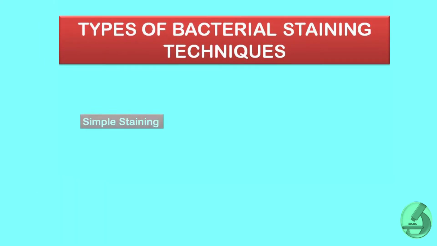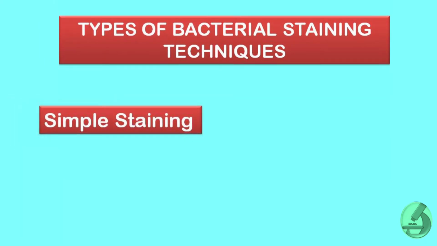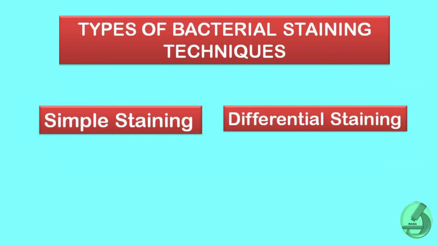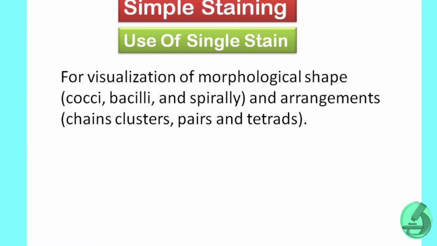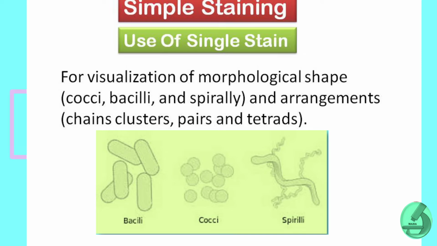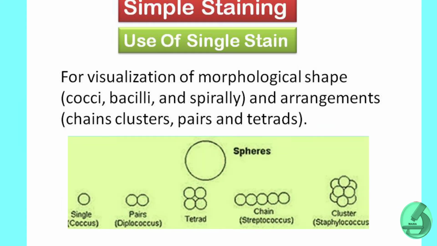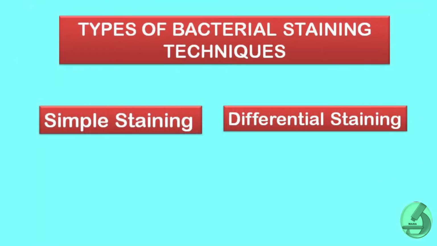Basically, there are two types of staining methods used in a microbiology lab. The first one is simple staining and the second one is differential staining. In simple staining, only a single stain is used for the visualization of morphological shapes such as cocci, bacilli, and spirilla, and arrangements such as chains, clusters, pairs, and tetrads.